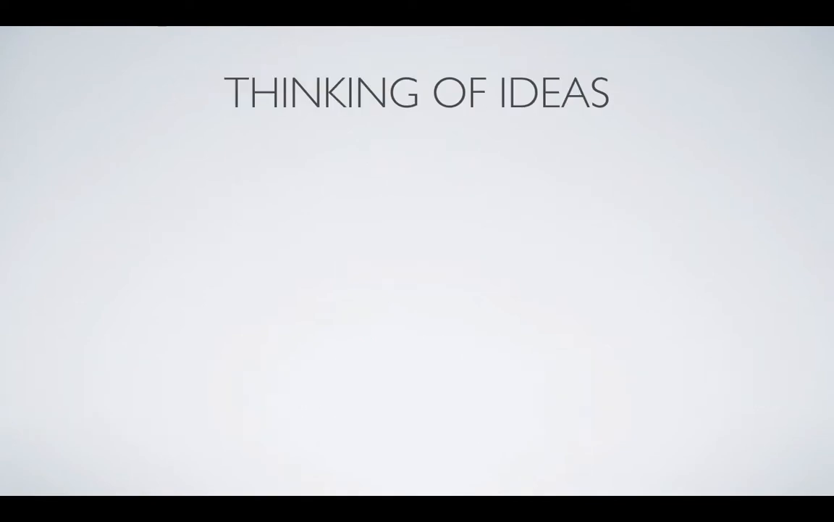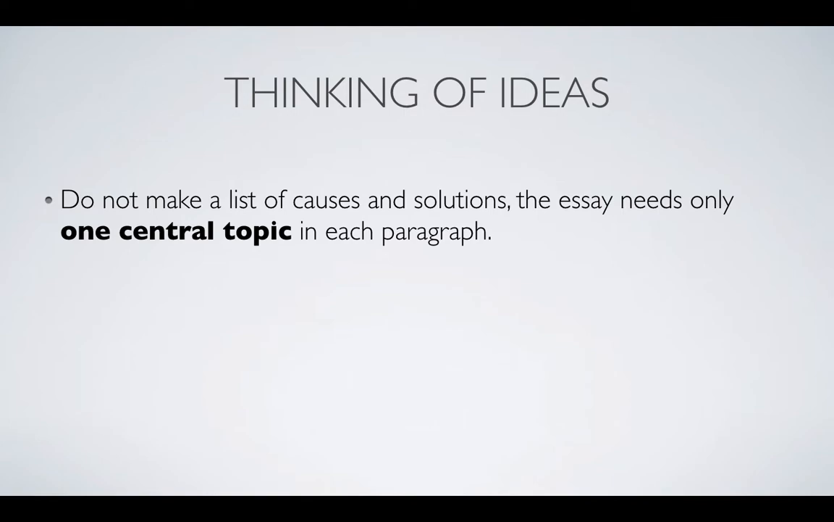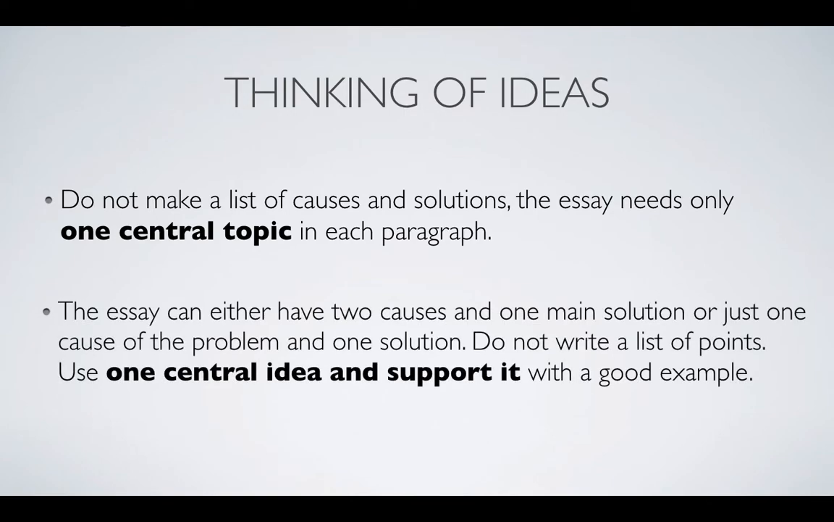Now the next step is to think of ideas. So after we've analysed the question and we looked at the key words and we're looking at what the issues are, we need to think of the ideas. Now when you're thinking of ideas, don't make a whole list of causes and solutions. The essay needs only one central topic in each paragraph. So the essay can either have 2 causes and 1 solution, or just 1 cause of the problem and 1 solution. I'd keep it simple and I'd just go for 1 reason for the problem and then 1 solution. That would be fine for a band 7 or more essay if you write it well.